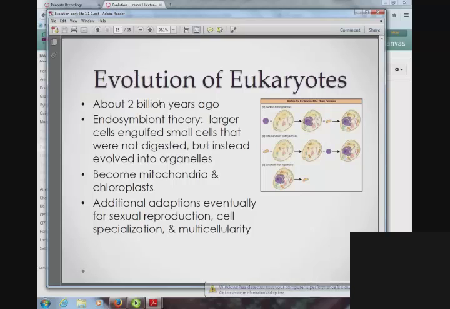When we look at the evolution of eukaryotes, it's about 2 billion years ago. The endosymbiont theory explains the development of the eukaryotic cells. It basically states that larger cells engulfed smaller cells that were not digested, but instead these smaller cells evolved into organelles. With time, they became what's known as the mitochondria and the chloroplasts. All of these organelles actually do have their own separate DNA in them, and they are also surrounded by a double membrane, which helps to support this theory. Additional adaptations eventually happened with the eukaryotes for sexual reproduction, cell specialization, and the ability to become multicellular.